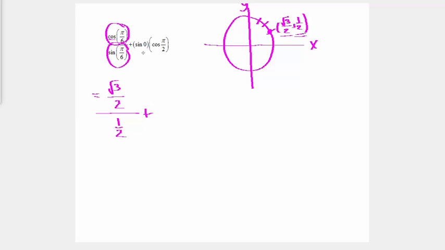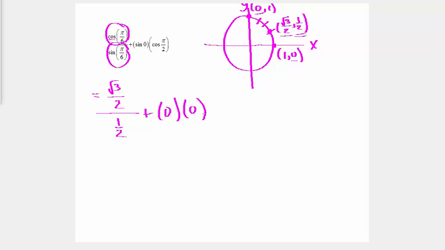Okay, the second part says sine of 0. Well, 0 we know is our initial point here at 1, 0. Those are the coordinates, 1, 0. Therefore, the sine of 0 would be the y-coordinate there, which is 0. And then we want cosine of pi over 2. Pi over 2 is up here at the top. Those coordinates are 0, comma 1. So the cosine would be the x-coordinate there, which is 0.